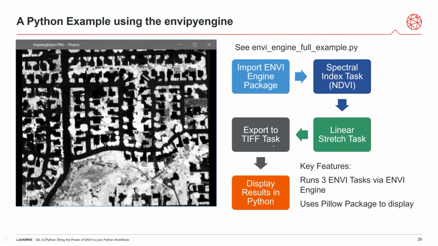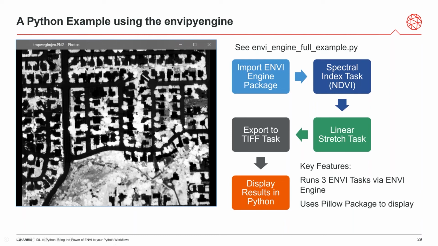The reason we're doing that is because all these tasks create outputs that are ENVI files. Standard Python doesn't know how to read an ENVI file. But we can export it to a TIFF file, and this Pillow package knows how to open up a TIFF and display it. So this will show you how to combine multiple tasks together in this other construct. So we're going to focus on this ENVI Engine full example.py.